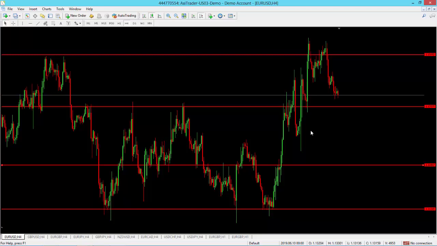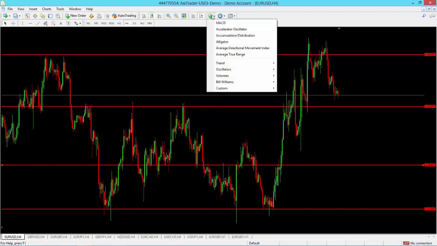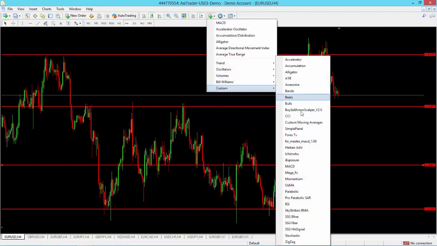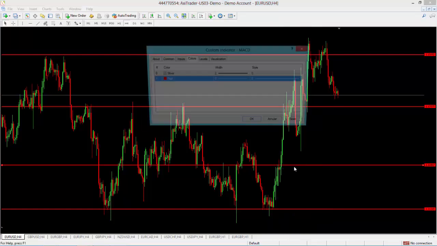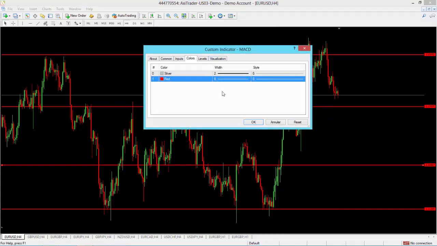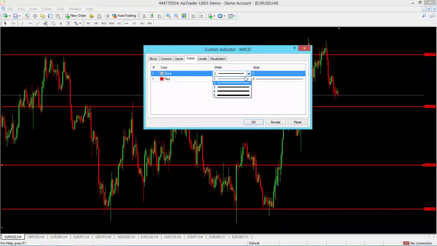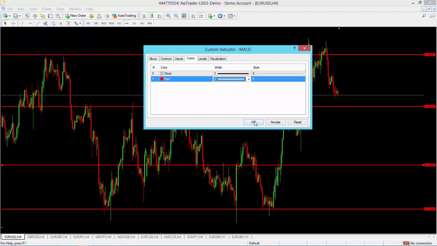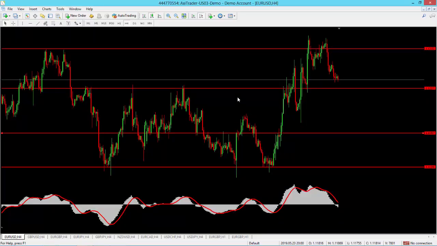So the first indicator that I like to use is the MACD. To insert the indicator, you should go to this icon here, then custom, and click on MACD. You can edit the indicator. I'm going to make it big to be clear in the video, and hit OK. So as you can see here, this is the indicator and it's composed of two zones. The first zone is above the red line right here, and the second one is below the red line here.